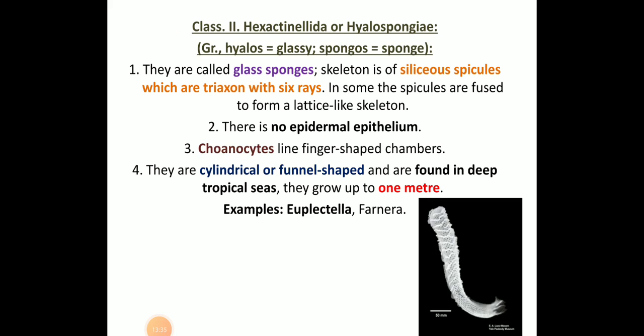And there is no epidermal epithelium. And choanocytes, as I said, are the cells which are present in the inner layer of the sponges, as you have seen in the cross section of the sponges. And these are cylindrical or funnel shaped and found in deep tropical seas. Previously Calcarea was seen in shallow water, but these Euplectella or the glassy sponges you can find in deep oceans. They can grow up to 1 meter in height also. So this is about the second class, that is Hexactinellida.